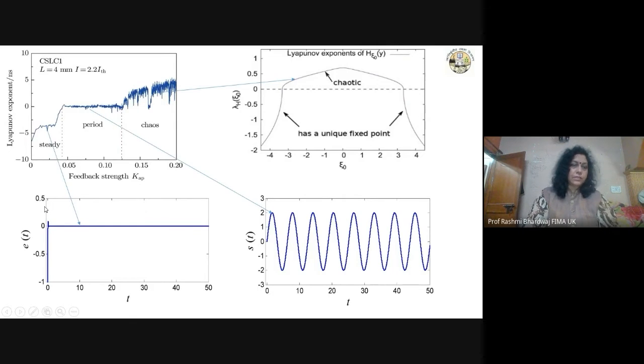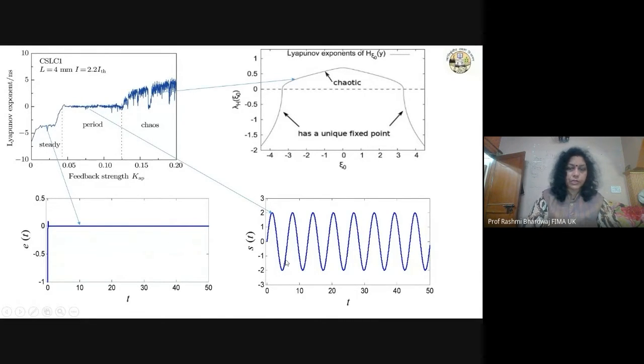And you see this simple curve is given. Suppose this is the feedback strength, and these are the Lyapunov exponents. Here you see the different values. Up to here, as the lambda has a negative value, you have a steady state. You see that up to 0, you have a steady state. In this period, you are at 0.